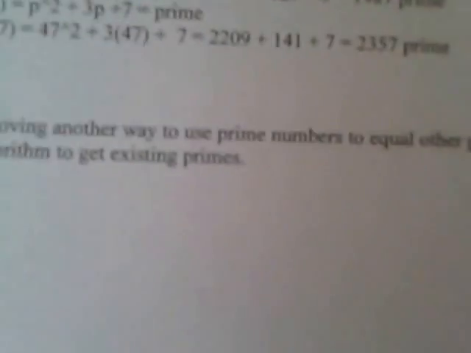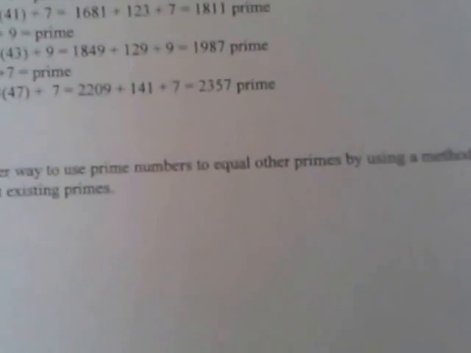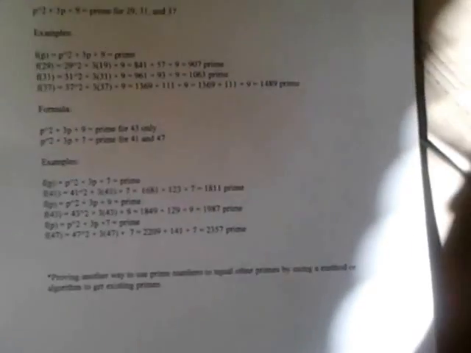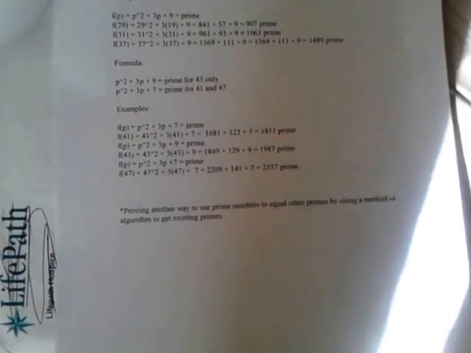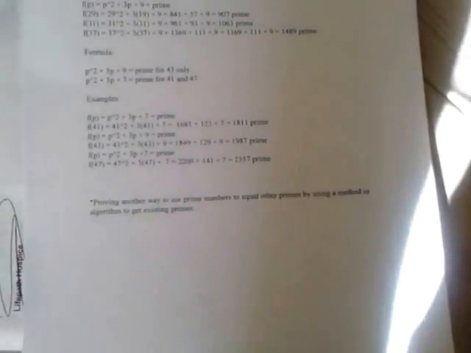So I wrote here, proven another way to use prime numbers to equal other prime numbers by using a method or algorithms that get existing primes. In other words, you're just using a formula, plugging in consecutive prime numbers, to get other prime numbers by manipulating prime numbers as well as other numbers that are not prime in order to get other primes.